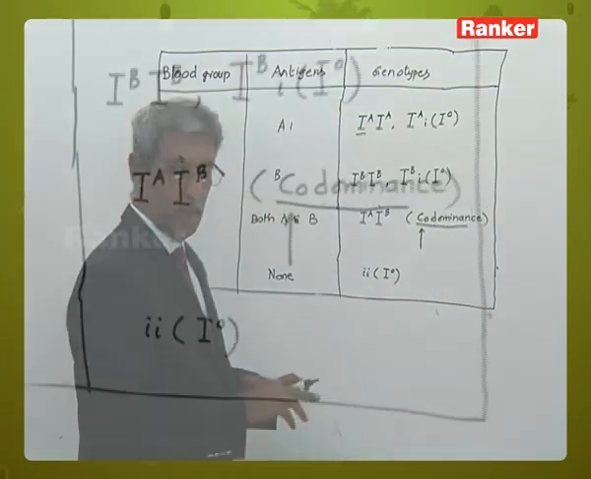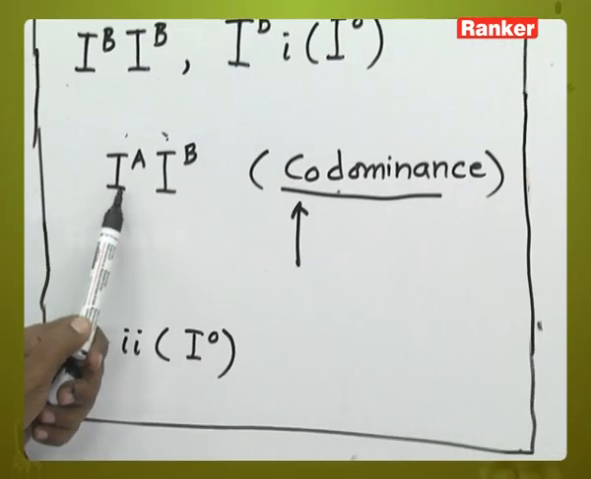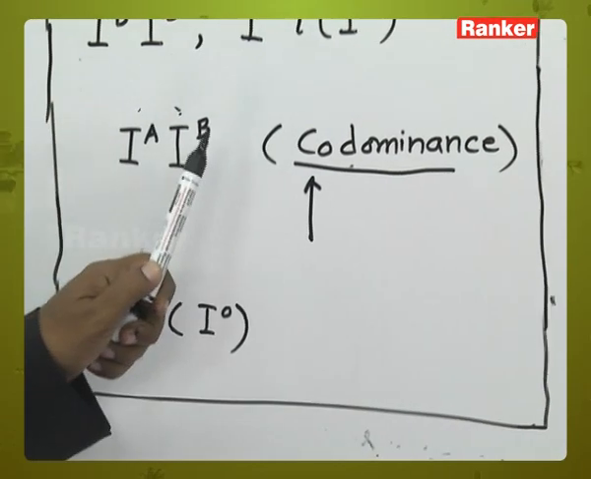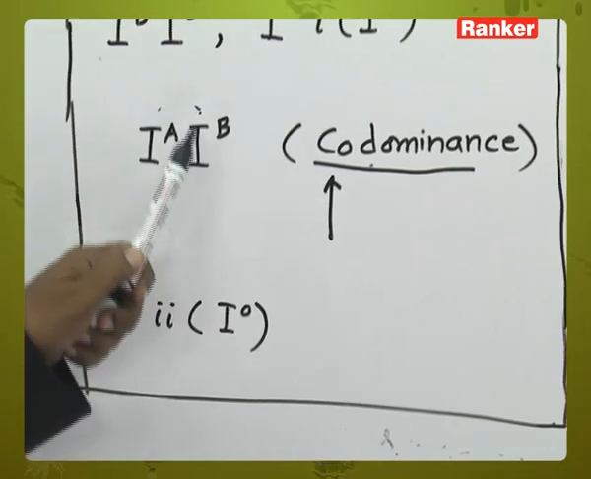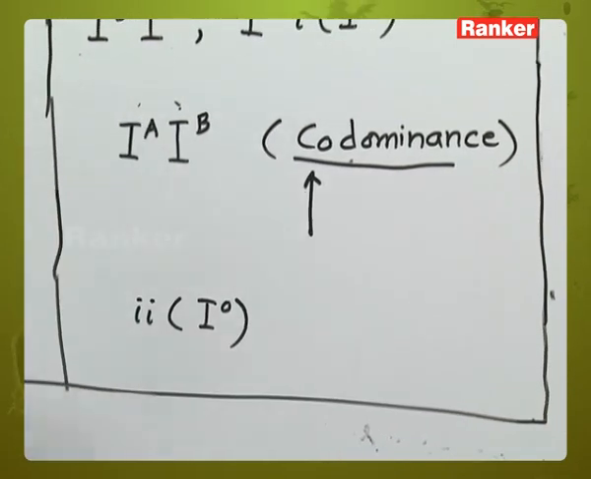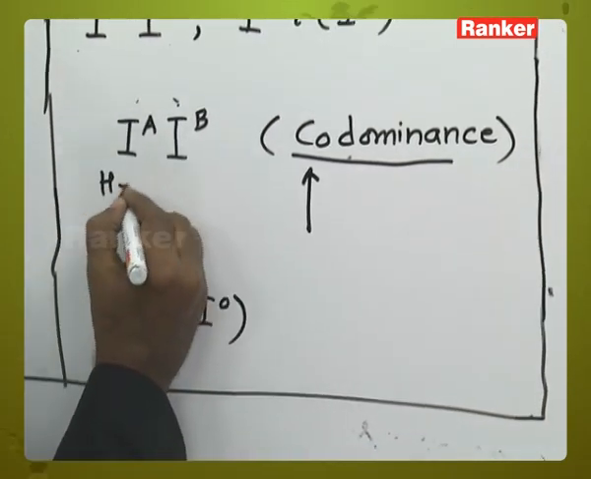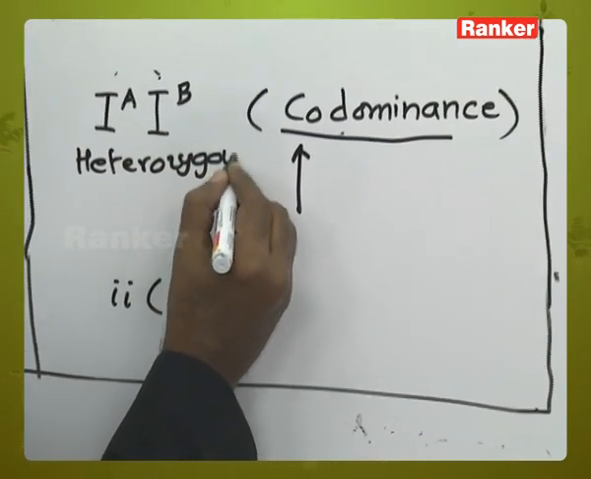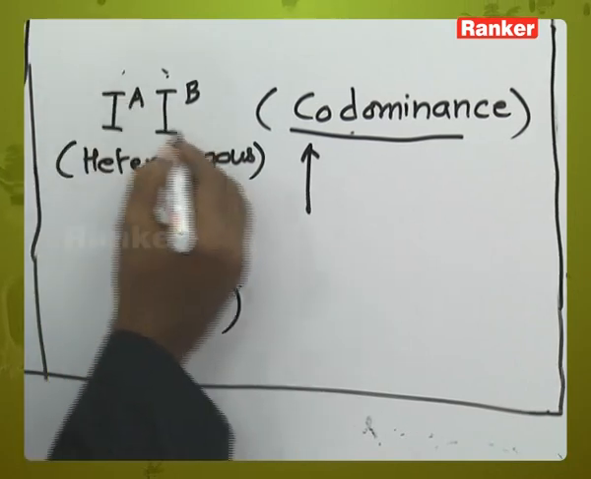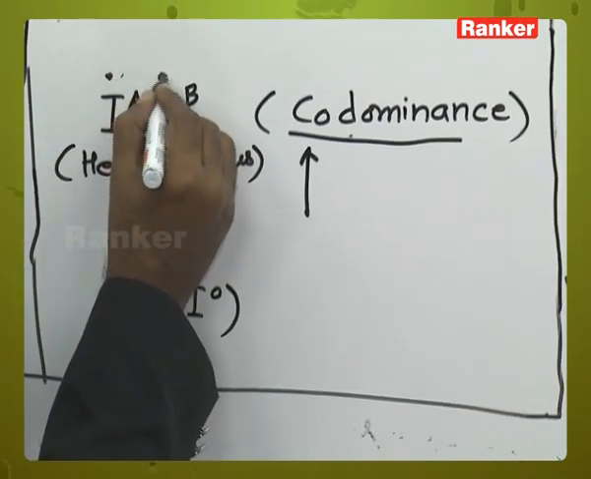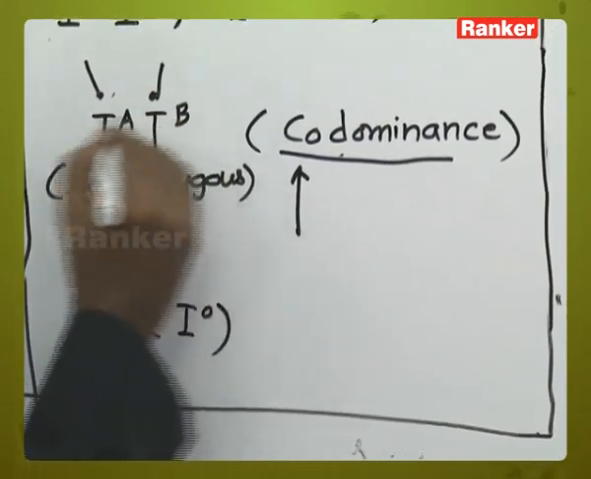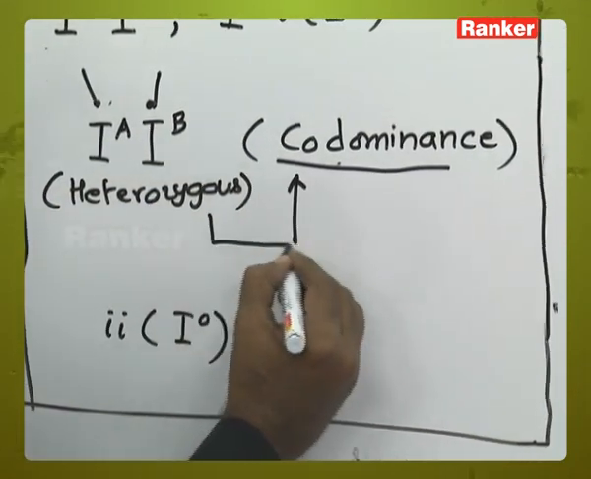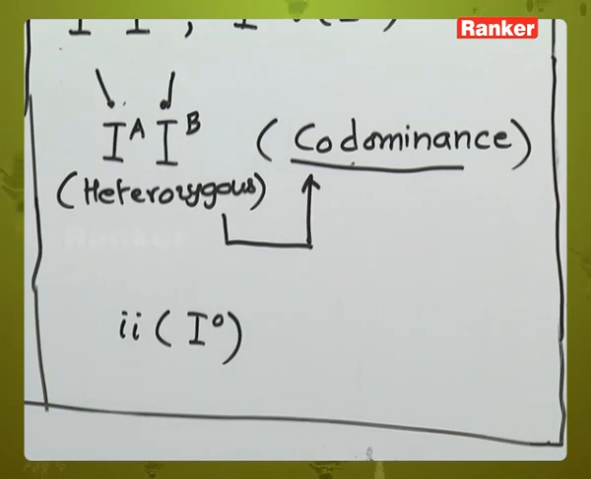Codominance. In codominance, you have an IA and an IB, so both the alleles of a gene express themselves in the heterozygous condition. This is a heterozygous condition, and you have both the alleles: this is one allele and this one is the second allele. Two alleles are expressed together in the heterozygous condition, and you call this condition codominance.